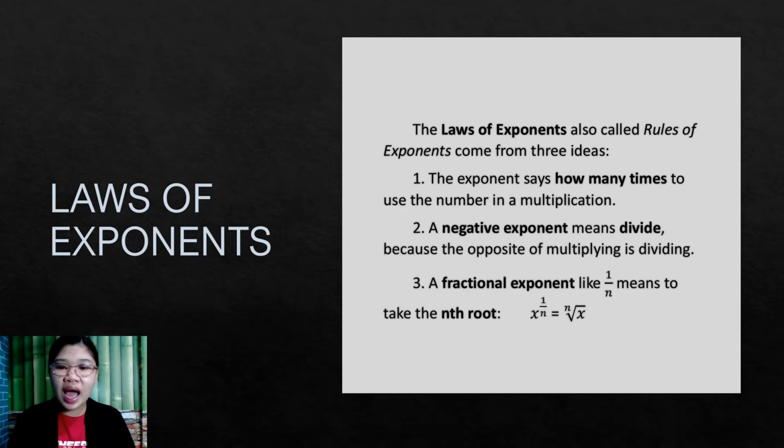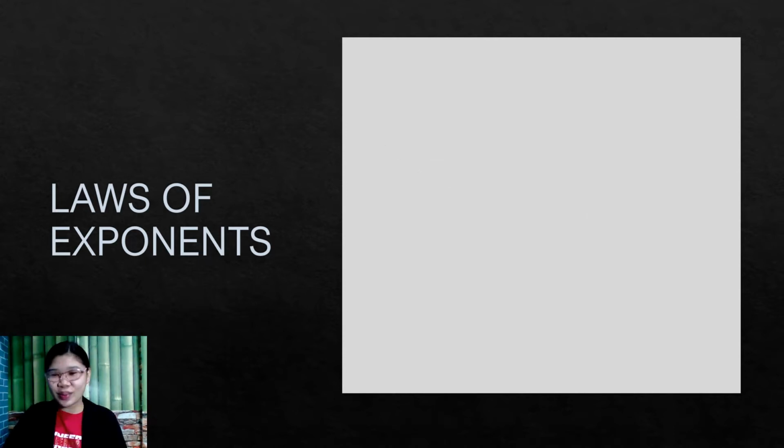So next we have a fractional exponent like 1 over n, which means to take the nth root. For example, we have here x raised to 1 over n. That means we have to get the nth root of x. So that is all for our basic laws of exponents.